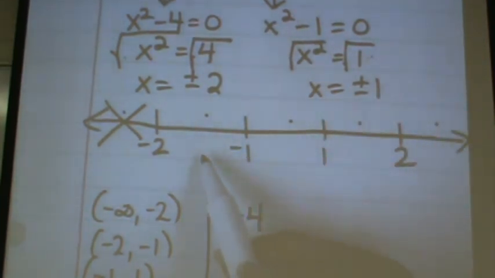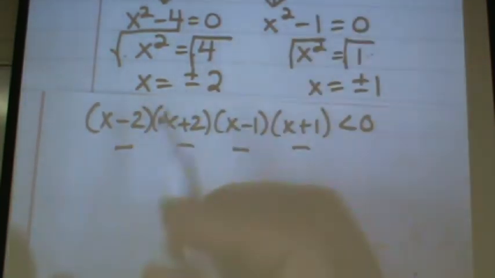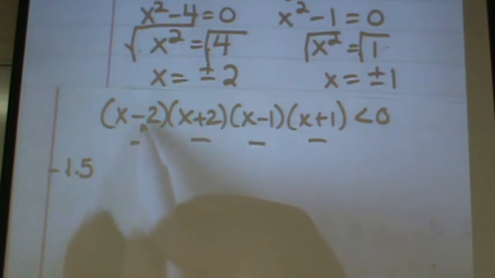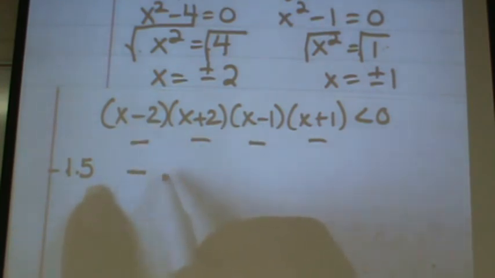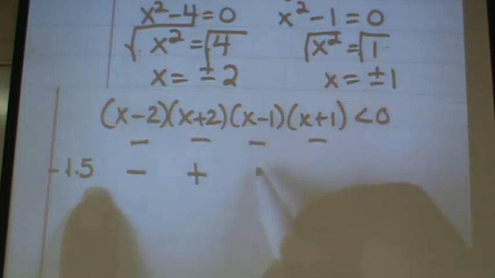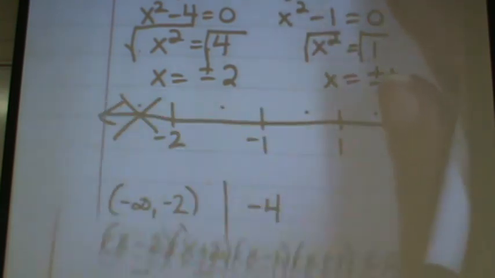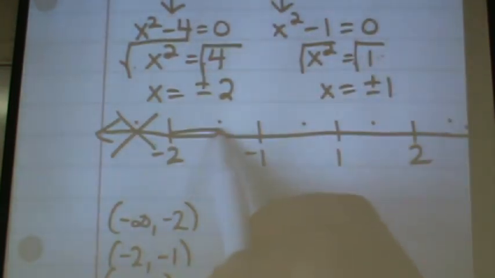Let's try -1.5. So if we put -1.5 here, this is going to be a negative number. -1.5, that's going to be positive. This is going to be negative. And -1.5, that's going to be a negative. So we have 3 negative numbers. When we multiply 3 negative numbers, you get a negative, so that's going to be less than 0. So this region works. This is good.